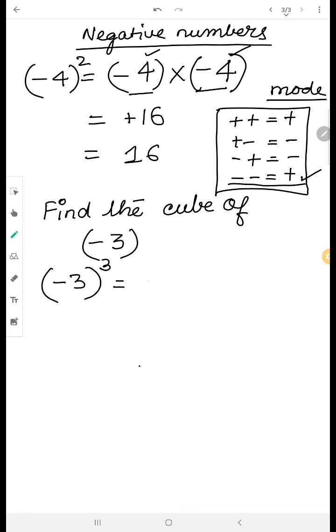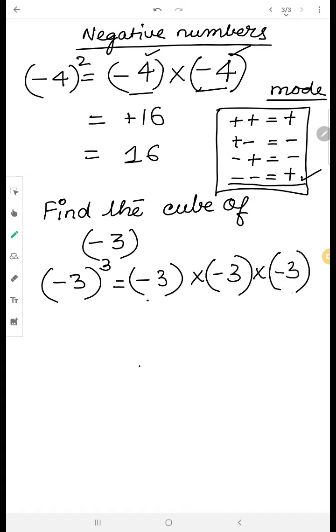How to calculate it also? Minus 3 in bracket times minus 3 in bracket times minus 3 in bracket. See, minus 3 is getting multiplied by itself. Now first I am going to operate on the numbers first. 3 times 3 times 3 is 27. Okay. Now you see how many minus signs are there? 1, 2, 3. Let us write it first. Minus, minus, minus.